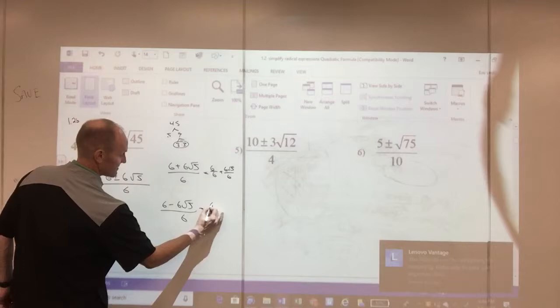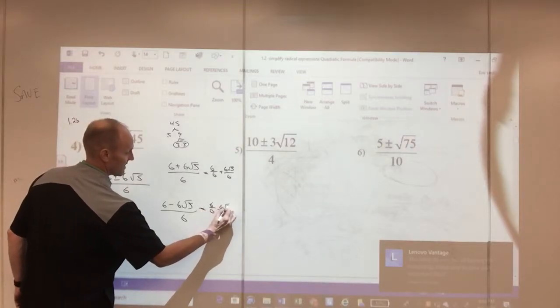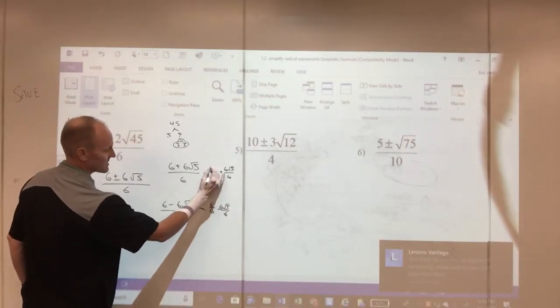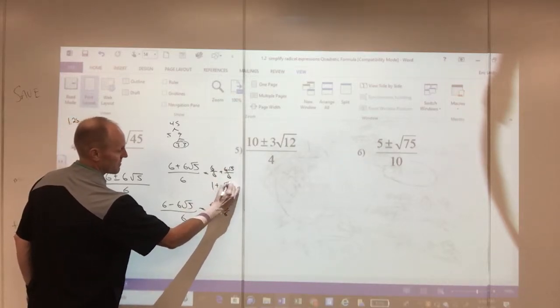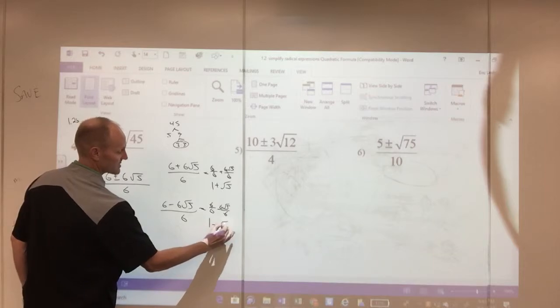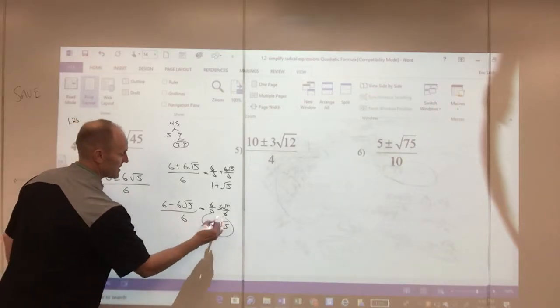And down here, I'd have 6 over 6 minus 6 square root 5 over 6. And you sort of see this ends up canceling out to be 1. These would cancel out to just be square root 5. So these are going to be my 2 answers. And there's my simplified form.